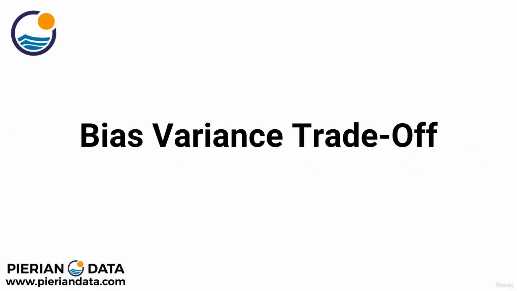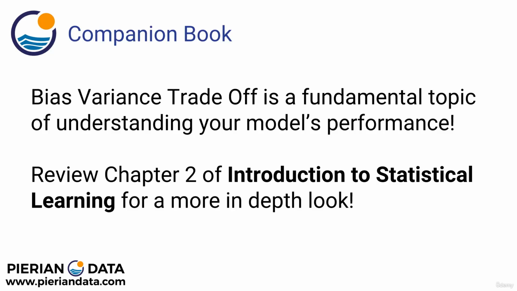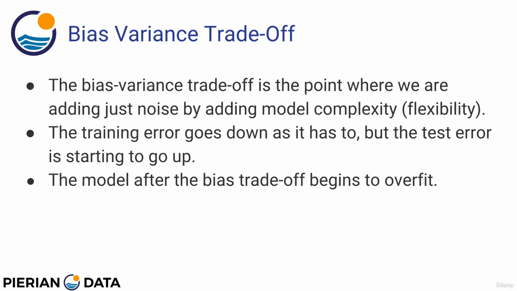In this lecture, we're going to discuss the bias-variance trade-off and how you can use it to evaluate your model's performance. Bias-variance trade-off is a fundamental topic of understanding model performance and evaluation. Go ahead and review Chapter 2 of An Introduction to Statistical Learning for a more in-depth look on this topic. The bias-variance trade-off is the point where we are just adding noise by adding model complexity or flexibility. The training error goes down as it has to, but the test error will start to go up. The model, after the bias trade-off, begins to overfit.